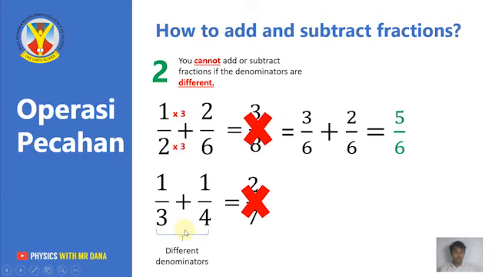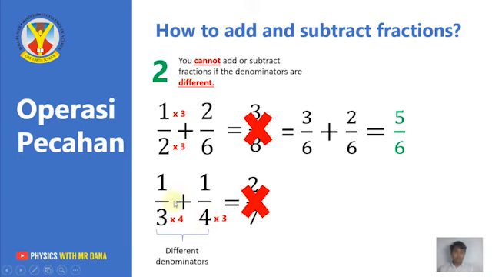What you need to do is make 3 and 4 become the same. How? Think. Can you make 3 become 4? Cannot. Can you make 4 become 3? Cannot. If this happens, what you need to do is multiply them by each other. I mean, multiply 3 by 4 and multiply 4 by 3.